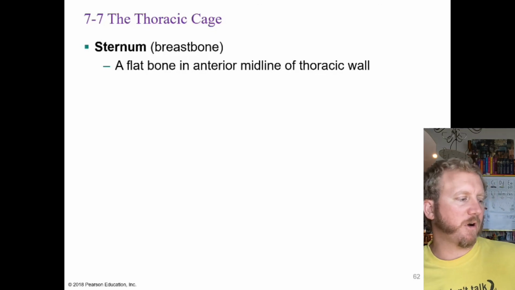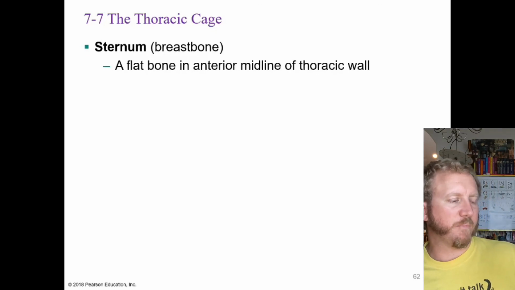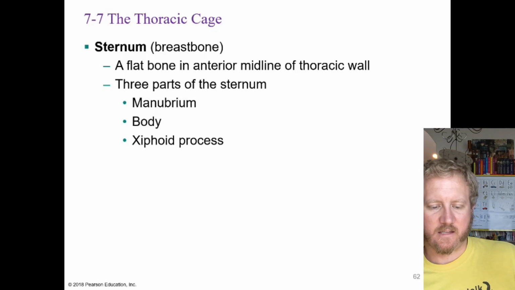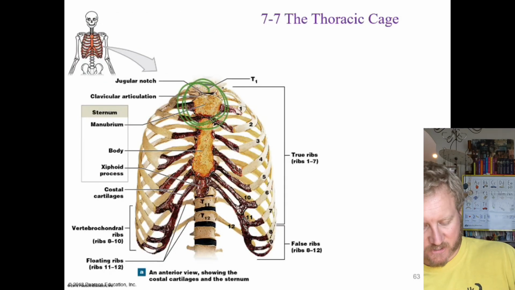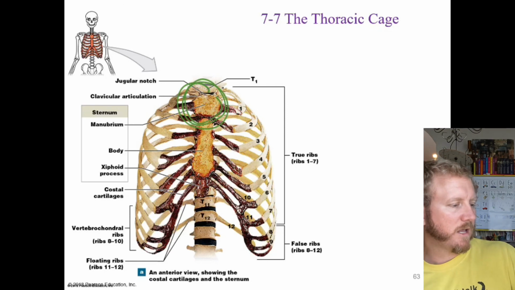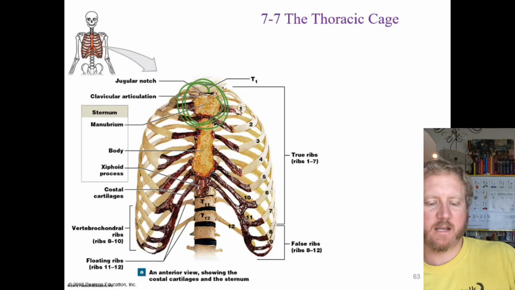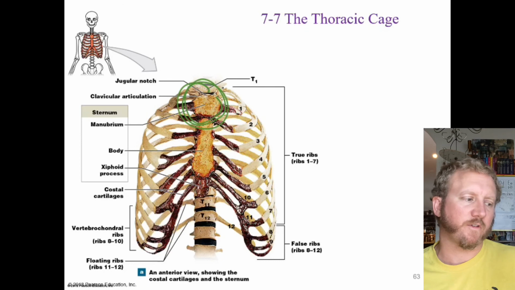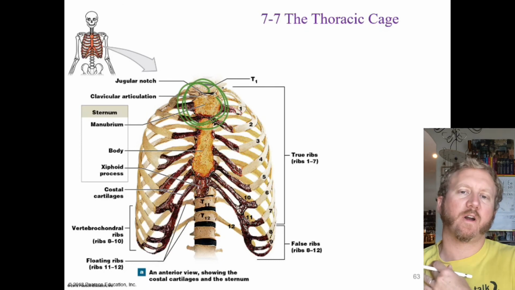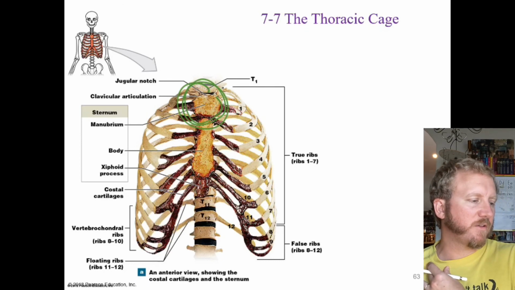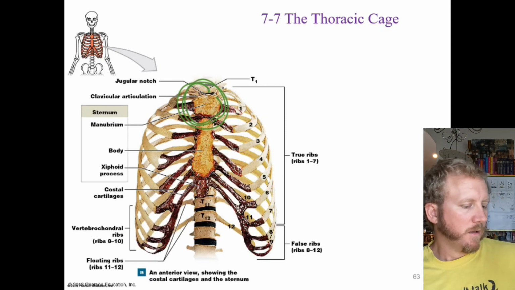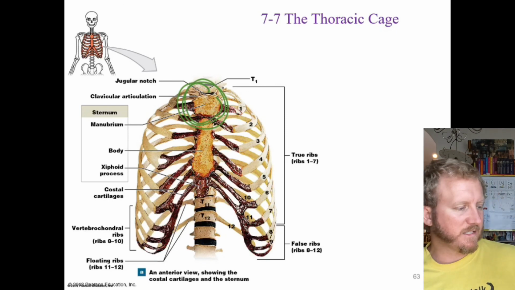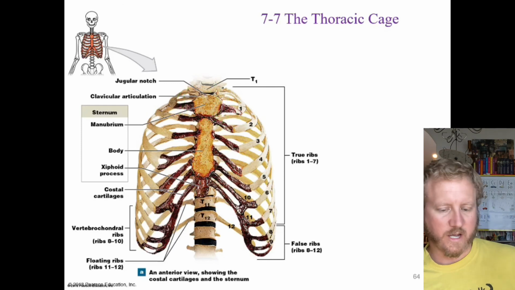It has 3 main parts: the manubrium, the body, and the xiphoid process. The manubrium is this top section right here. It's very broad and triangular in shape. It's a point of articulation for the clavicles, which are the collarbones right here, and the first pair of ribs. Then beneath that is the body, which the remaining true ribs will attach to.